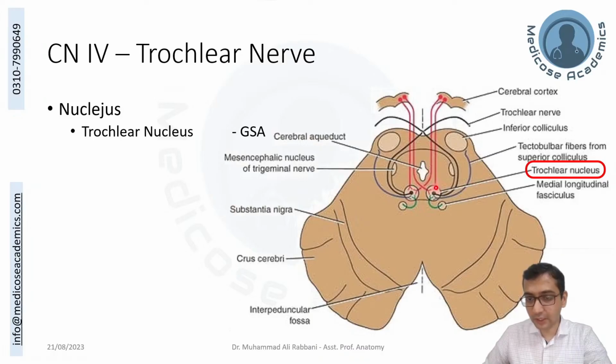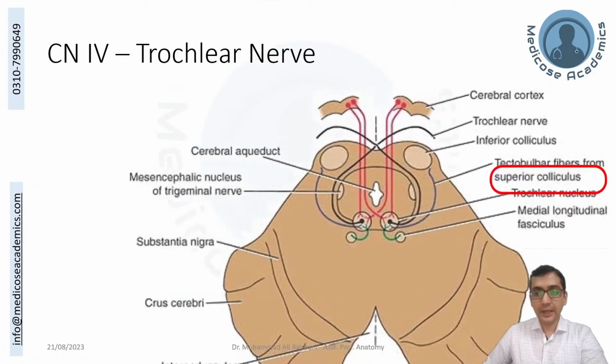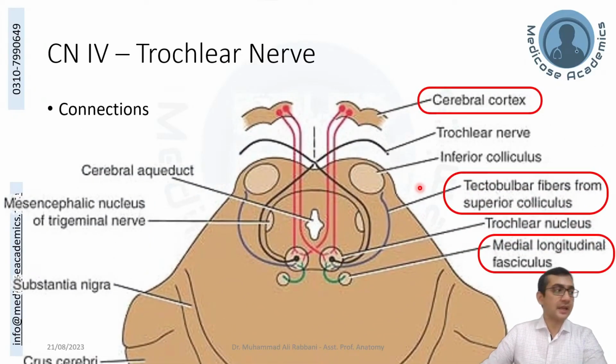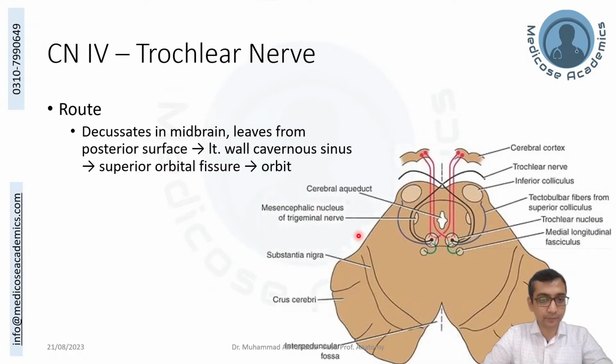You can see in front of the cerebral aqueduct, in the periaqueductal gray area, and it has the same connections as we studied for the oculomotor nerve. It is getting fibers from the cerebral cortex. It is getting fibers from the superior colliculus, tectobulbar fibers, and it is getting fibers from the medial longitudinal fasciculus. And all the three connections are for the same reason: for the voluntary movements and for the eye field corrections, for the tectobulbar reflexes, and for the medial longitudinal for the conjugate eye movements.